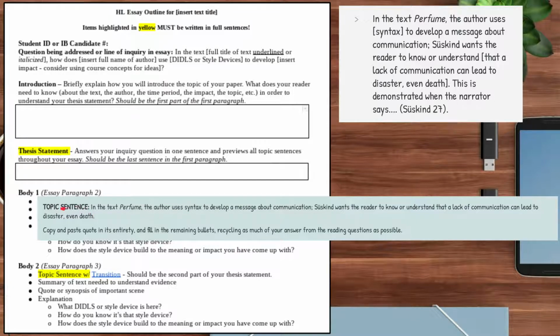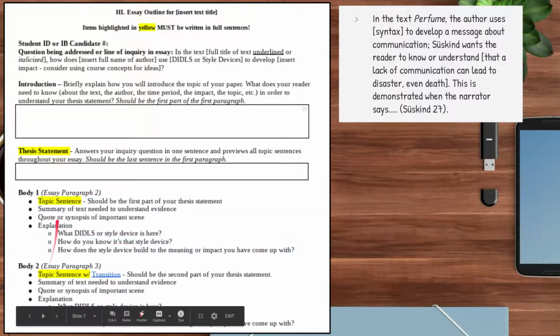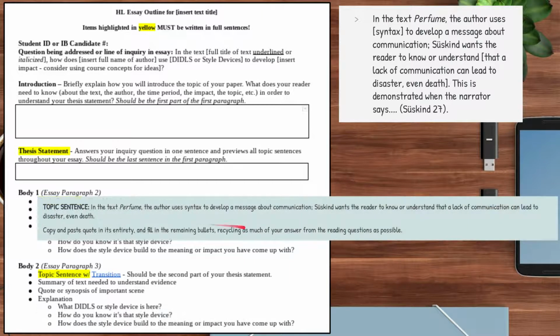Then I want to fill in those other bullet points. Because I already have it here, you would have the whole quote. I just have my little demo here, but copy and paste the quote in its entirety where it says quote or synopsis under evidence. Then proceed to fill out the other bullet points, recycling as much of your answer from the reading questions as possible. Okay, that would be the first thing you do.